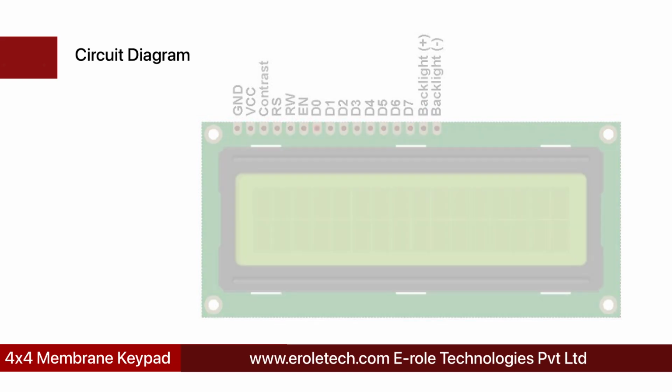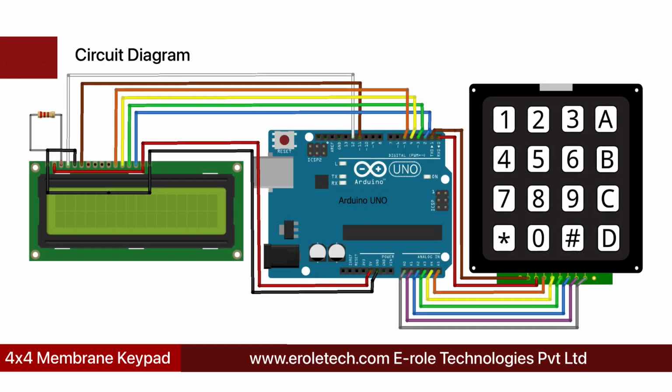We have connected pin numbers 1, 5, and 16 with the ground pin of Arduino, and pin numbers 2 and 15 with the 5-volt. Pin number 4 of the LCD is connected to pin number 12, and pin number 6 of the LCD is connected to pin number 11 of Arduino. Pins 7, 8, 9, and 10 are not used. Pins 11, 12, 13, and 14 of the LCD display are connected to pins 5, 4, 3 and 2 of Arduino respectively.